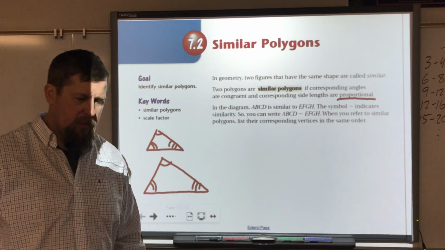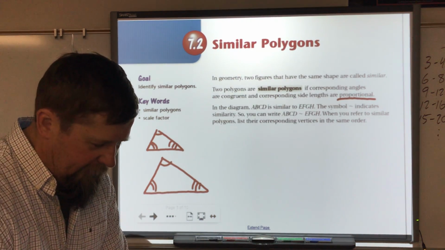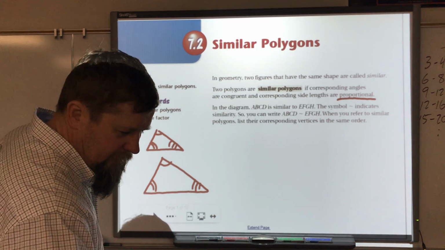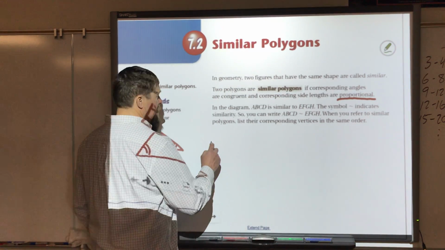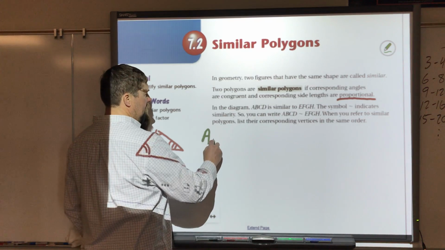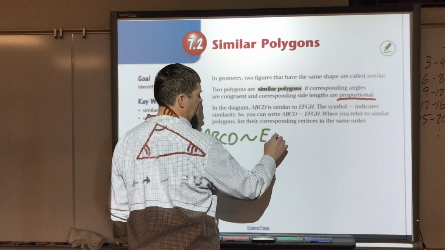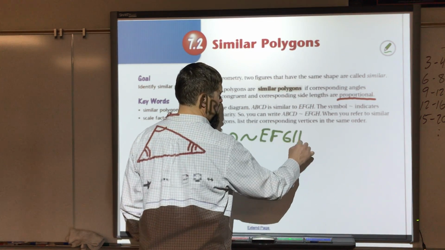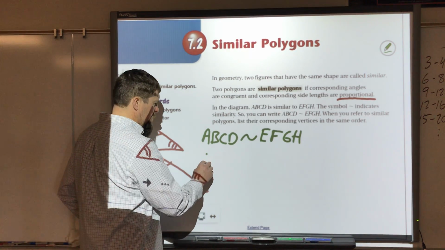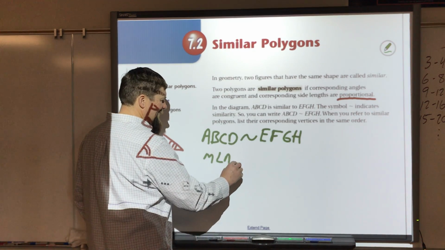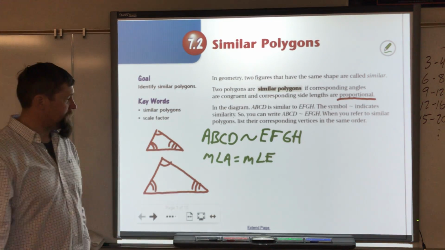So you're looking in your book at those two diagrams. The symbol with the little squiggly line without the equals means similar. There are two quadrilaterals here, and they say that ABCD is similar to EFGH. That means that the measure of angle A is equal to the measure of angle E, and so on.